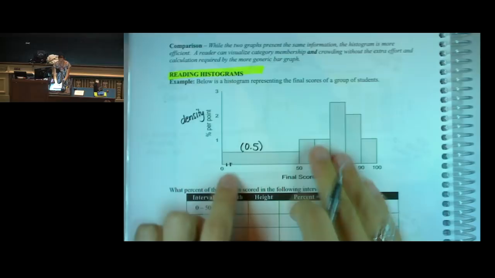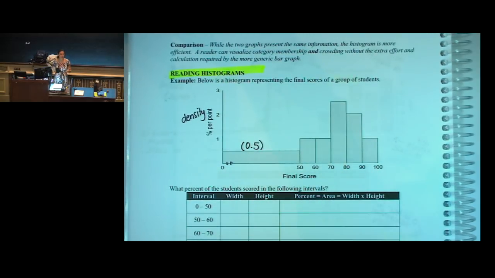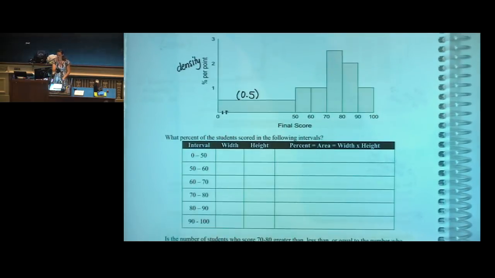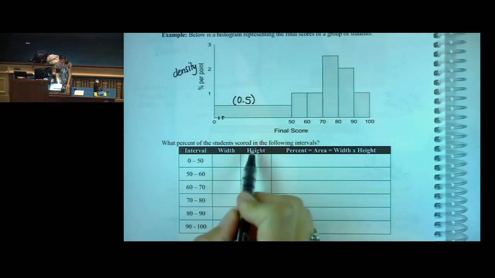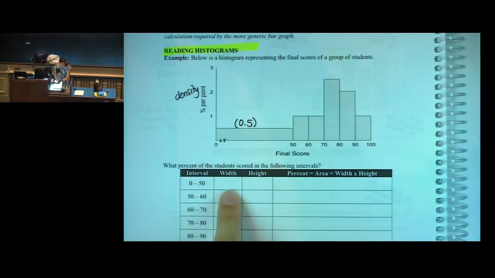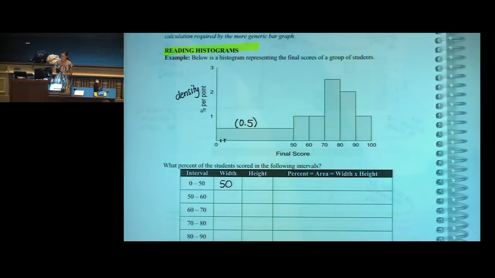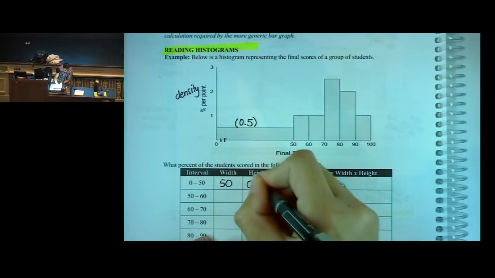But even more important is the area. How do we find the area? Well, this is pretty nice because all these are rectangles. So area of a rectangle, width times height, right? So that's what this chart is asking. It says, what percent of students scored in the following intervals? That's our first question. So 0 to 50, the width here is 50, right? 50 minus 0. 50, and then the height is 0.5.